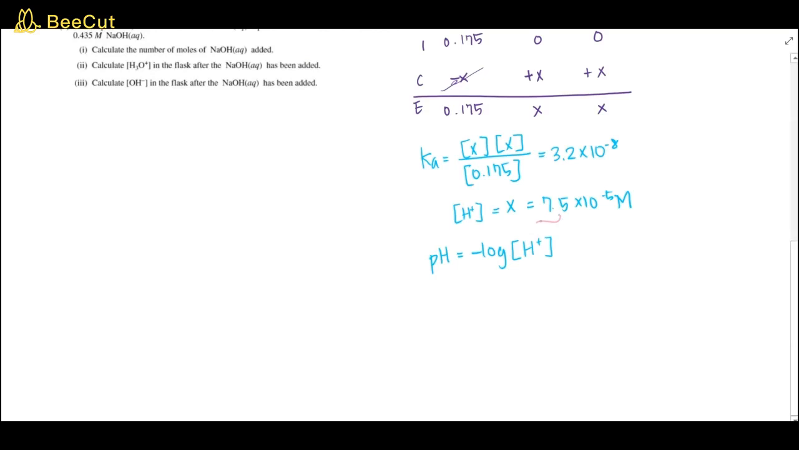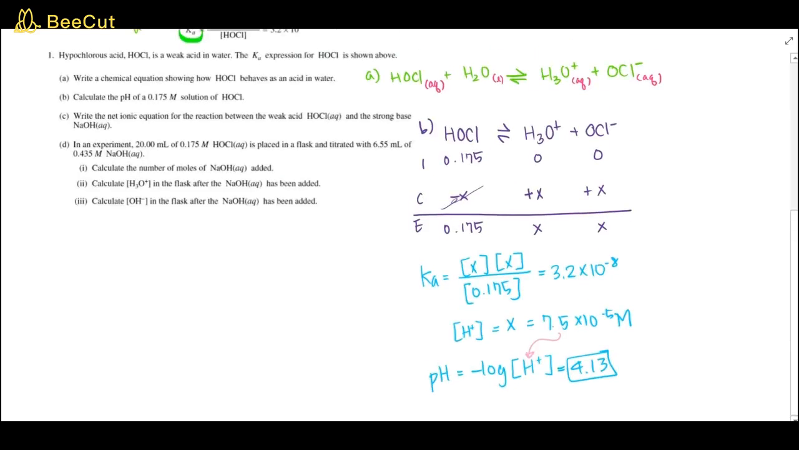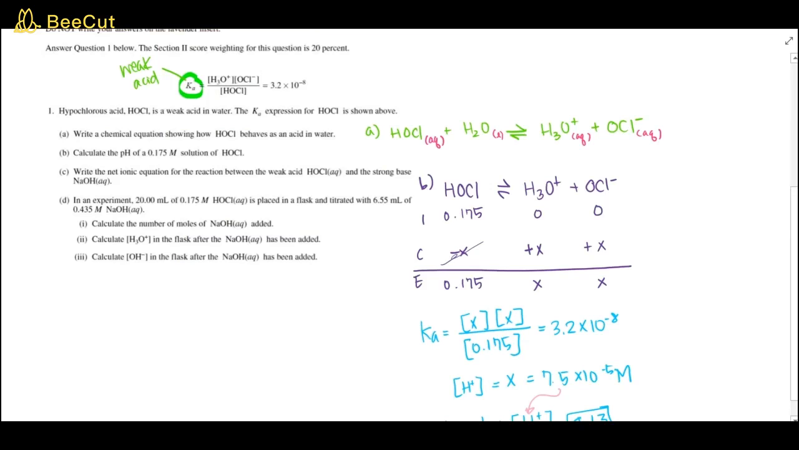And so I just plug that equation in there, and I end up with 4.13. So this is going to be my overall pH in this particular weak acid solution. Okay, all right, let's look at C.